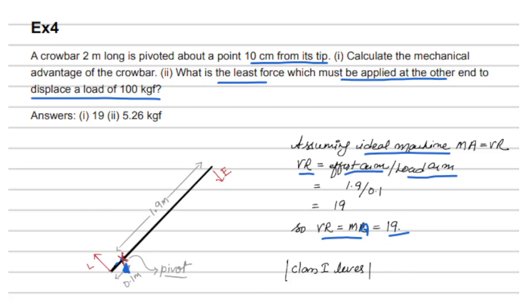By the way, this kind of lever will be called a class 1 lever. They did not ask because the fulcrum is in between.